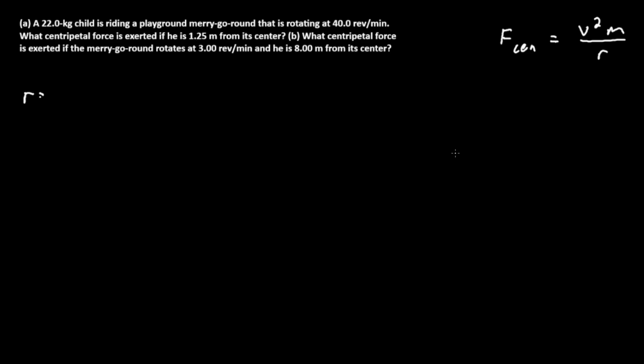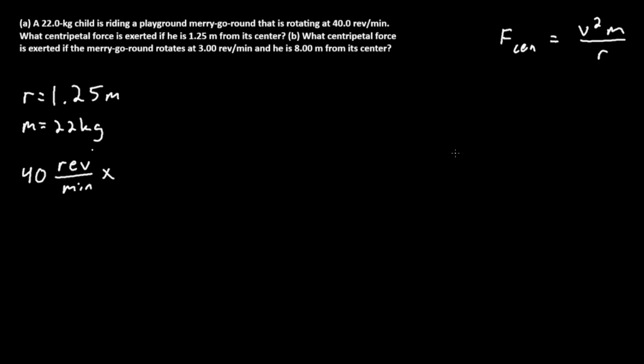So let's mark our information. We need the radius for our centripetal force formula. So we have 1.25 meters as the radius. We also need velocity and mass. We have the mass, 22 kilos, but we don't have the velocity. We have the 40 revolutions per minute. This is kind of a measurement of speed here. And how do you solve for this? Well, in order to change this to tangential velocity, you need to do some unit conversion.